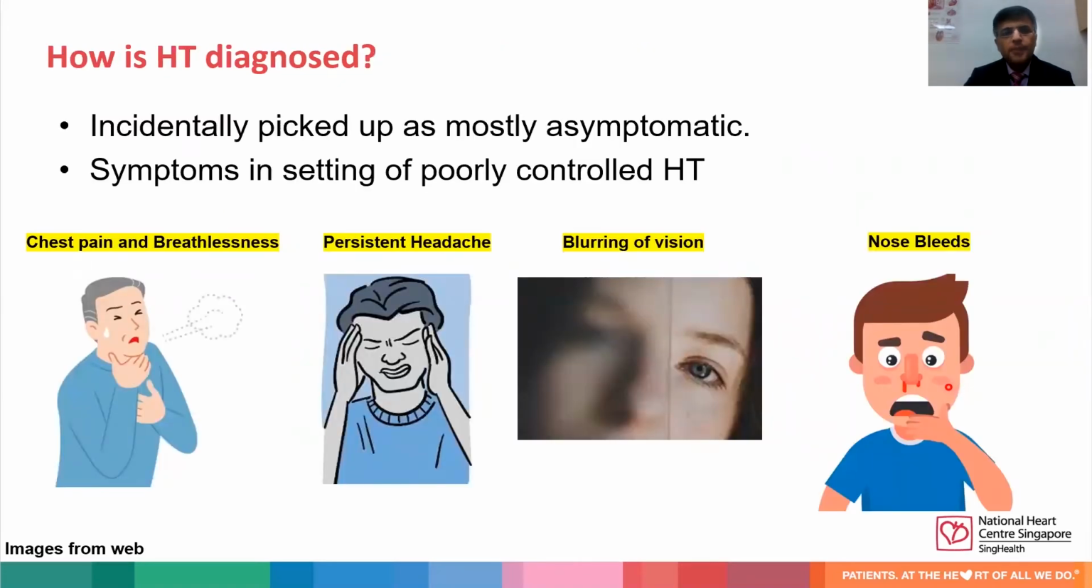So how do you diagnose hypertension? Most of the time it is incidentally picked up, as it rarely causes any symptom. But sometimes, in the setting of poorly controlled hypertension, people may have chest pain or a short of breath feeling because the heart is pumping against an increased workload. They can have persistent headaches or dimness in their vision, or they can have nose bleeding.